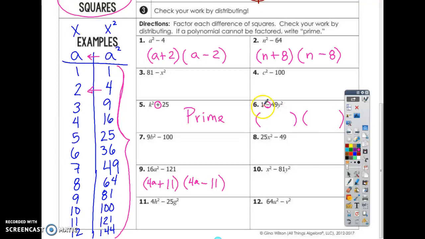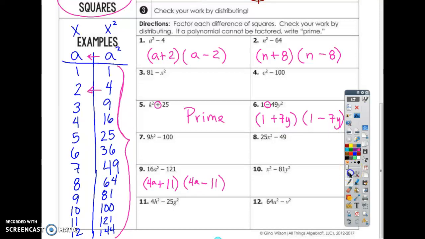What's the square root of 1? Look at 1. It's 1. So I'm going to put a 1 here and a 1 here, plus, minus. What's the square root of 49? 7. And what's the square root of y squared? Y. Done.